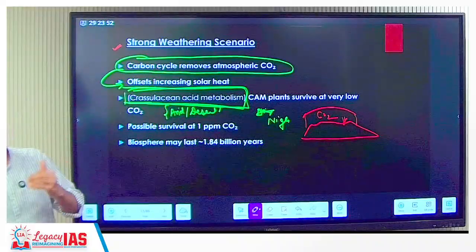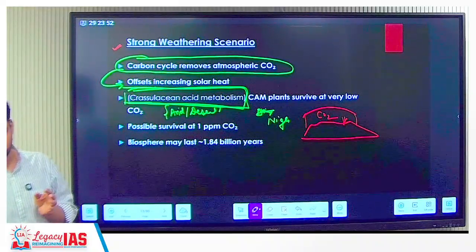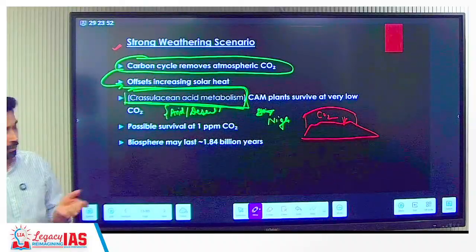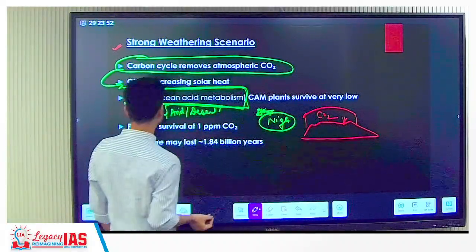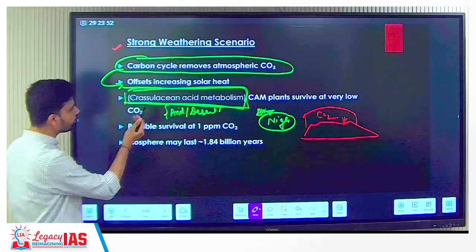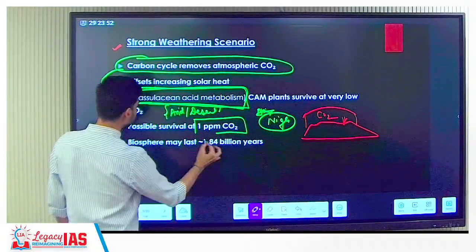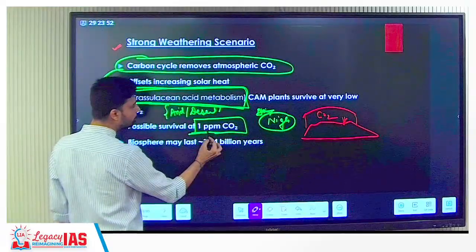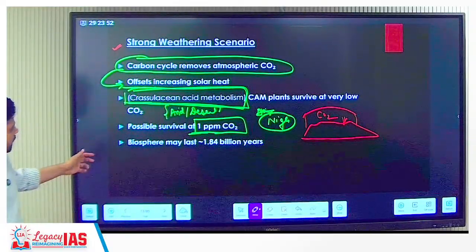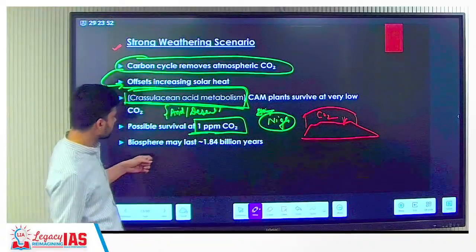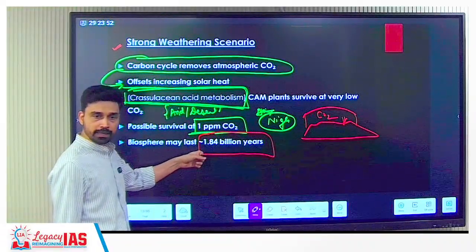That's why they would not lose a lot of water vapor, because maximum transpiration takes place in the day when sunlight is available. So that's why they only engage in CO2 absorption during the night. And also because of their particular way of metabolism, they can survive at very low values of CO2. That means even if they have 1 ppm of CO2, they would be able to survive in such conditions. So if such plants are taken into consideration, we are saying that the biosphere may last what? Slightly longer, 1.84 billion years.